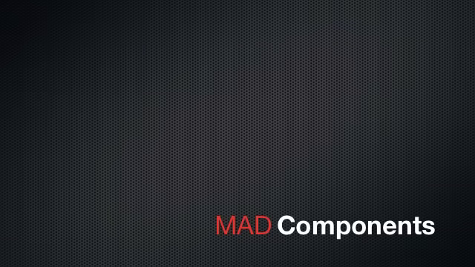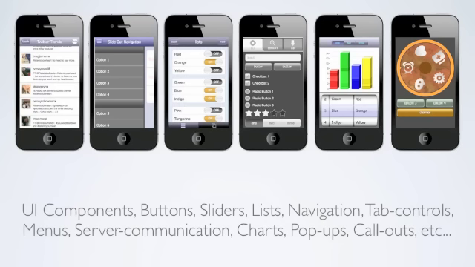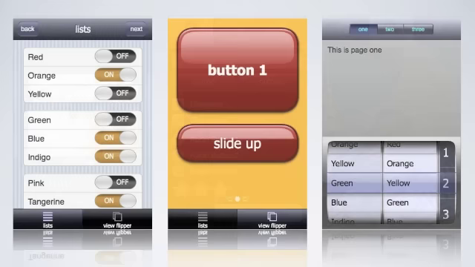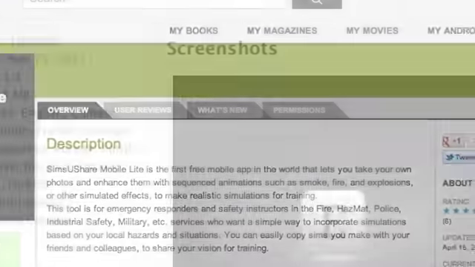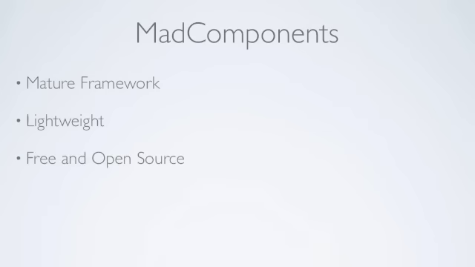So what is MadComponents? MadComponents is a popular framework that developers are mostly using to build mobile applications, but you can also use it in the browser or on the desktop via Adobe Air. A lot of developers have used it to build applications, both public apps that are out there on app stores and also enterprise apps for internal use. So MadComponents is a mature framework.